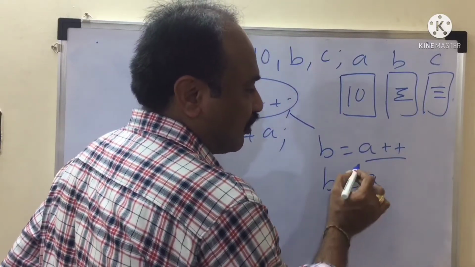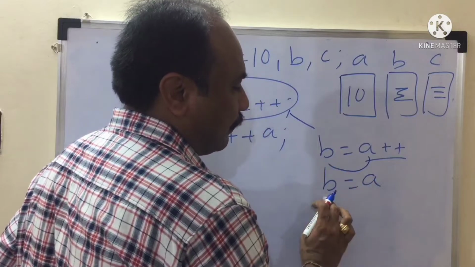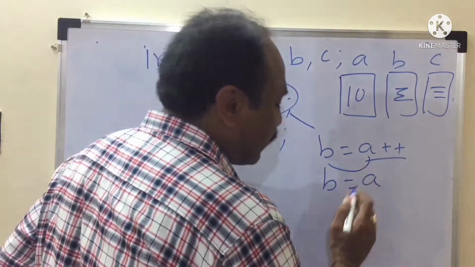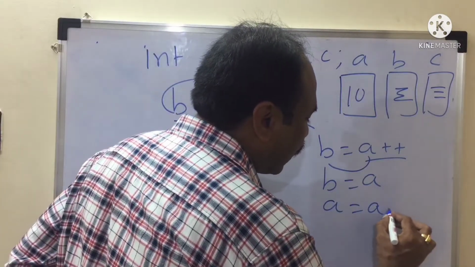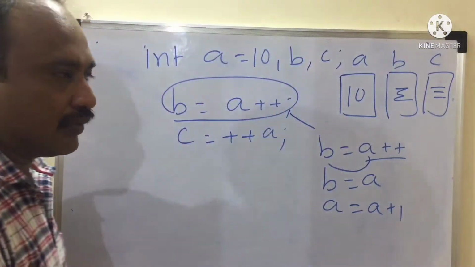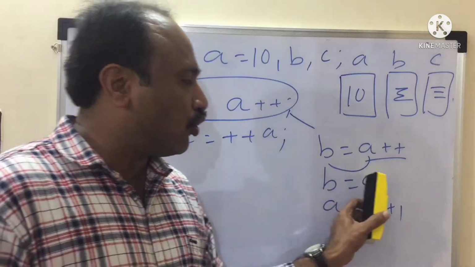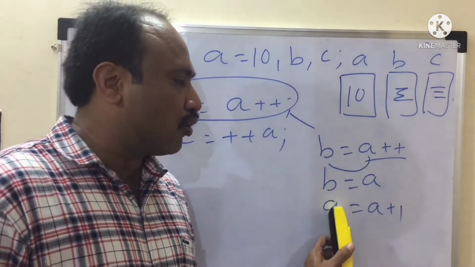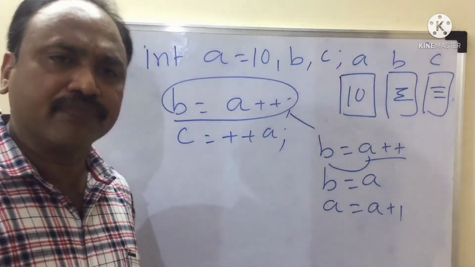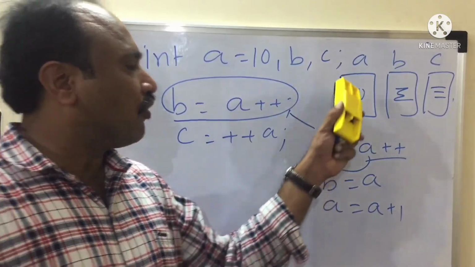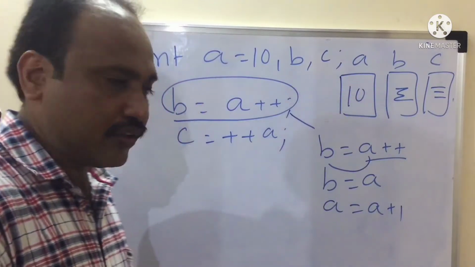Because of using post increment, first A value is assigned to B, B equal to A. Next statement is A equal to A plus 1. In this statement, there are two statements. First B equal to A will happen, then A equal to A plus 1 will happen. Now, substitute values in these equations.